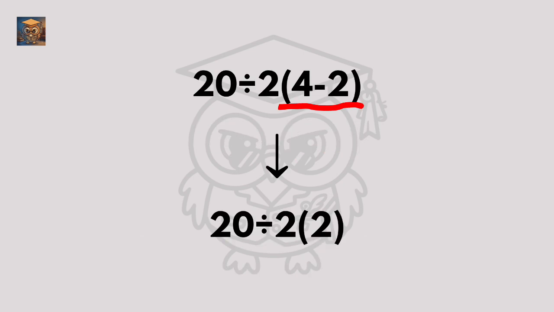Let's execute our first step inside the brackets. We subtract 2 from 4, which gives us a clean value of 2. We drop that result back into place, updating our running expression layout. This brings the problem down to 20 divided by 2, with a 2 inside the parentheses.